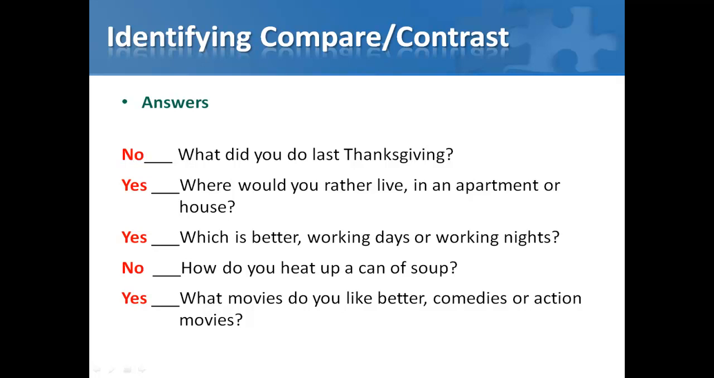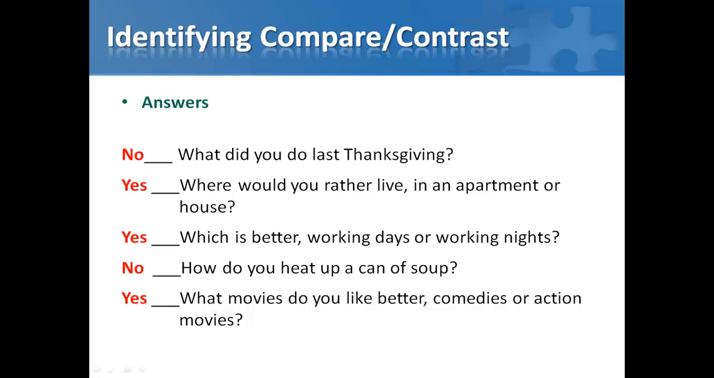Okay, hopefully you took a moment to complete that exercise, and now let's look at the answers. The first one, what did you do last Thanksgiving? No, that would not work for a comparison and contrast essay. Where would you rather live, in an apartment or house?